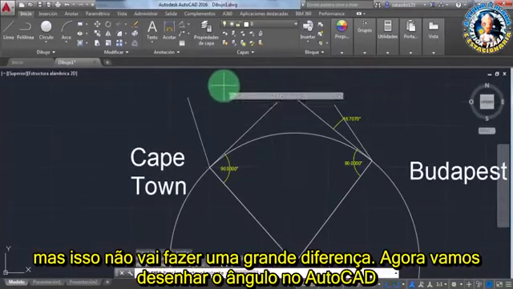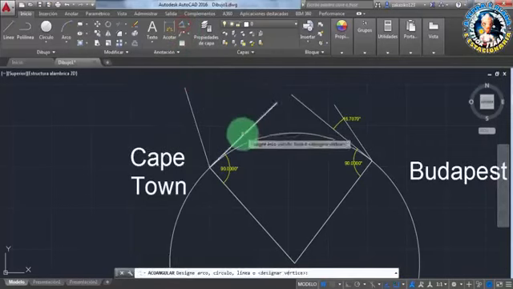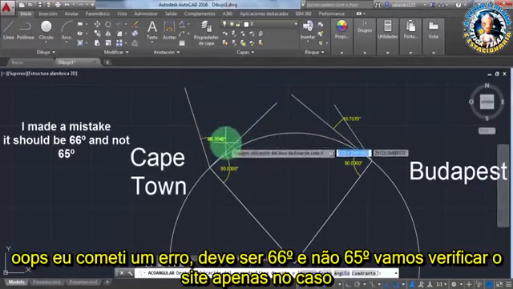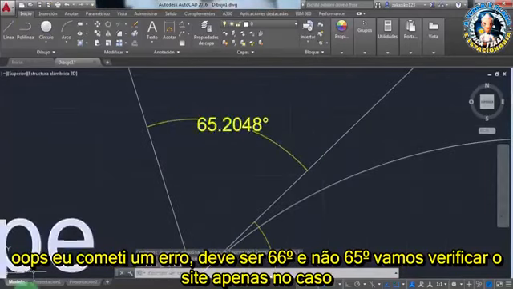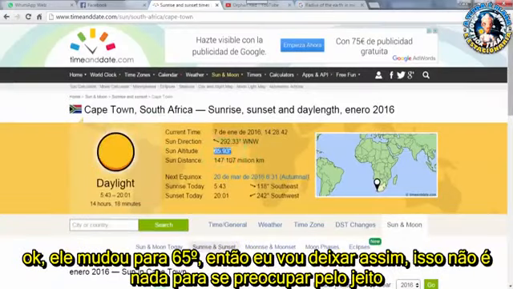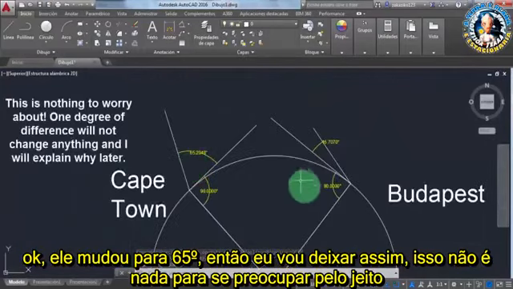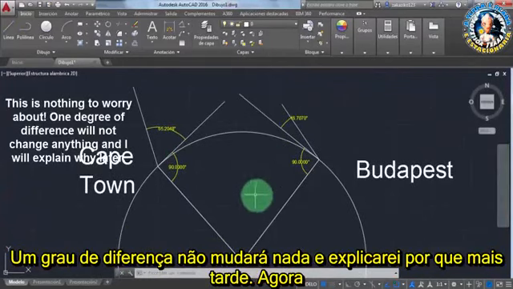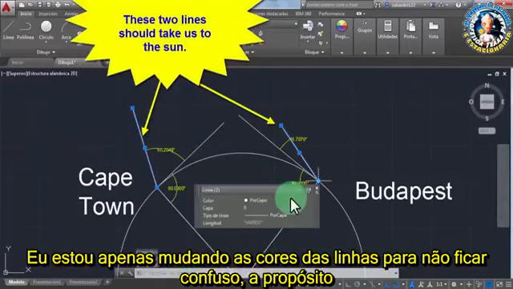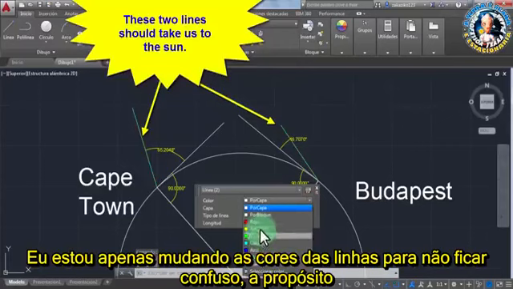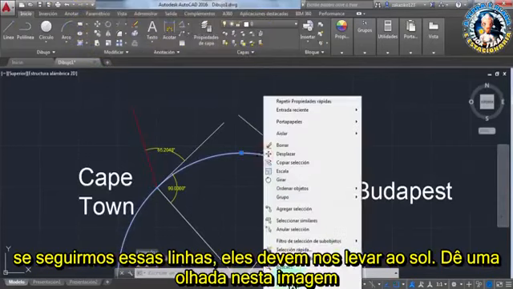Now let's draw the angle in AutoCAD. Oops, I made a mistake. It should be 66 degrees and not 65. Let us check the website just in case. Okay, it has changed to 65. Good. So I'm just gonna leave it like that. This is nothing to worry about, by the way. 1 degree of difference will not change anything, and I will explain why later. Now I am just changing the colors of the lines so as not to get confused. And by the way, if we follow these lines, they should take us to the sun.